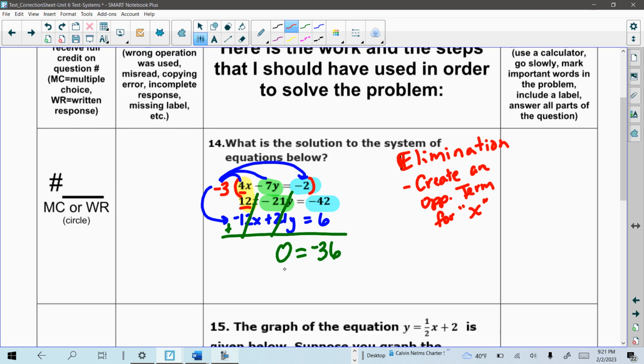What this now created was a false statement. 0 does not equal -36. And so this meant that you had no solution. So you should have picked the answer choice that said no solution for number 14.